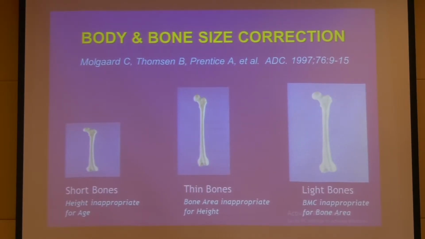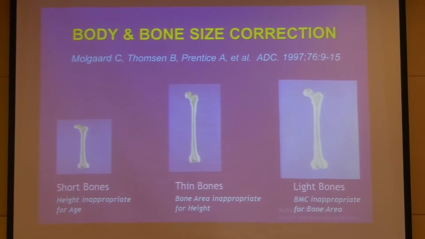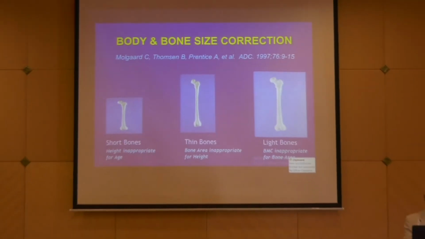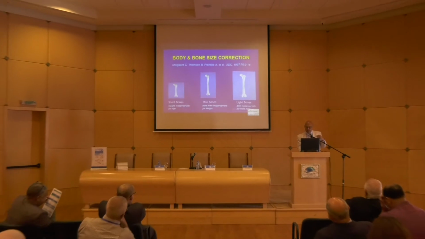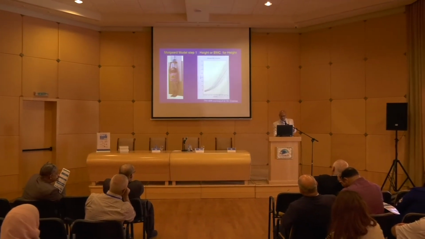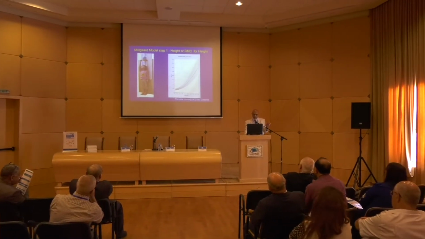And then you see if they've got light bones. In other words, whether the bone envelopes are adequately filled with bone mineral content. So you look at bone mineral content and divide it by the bone area. So that's the Molgard.